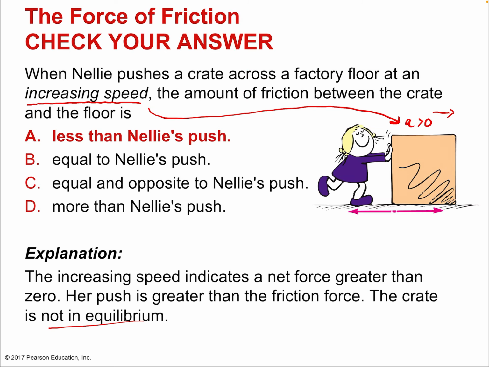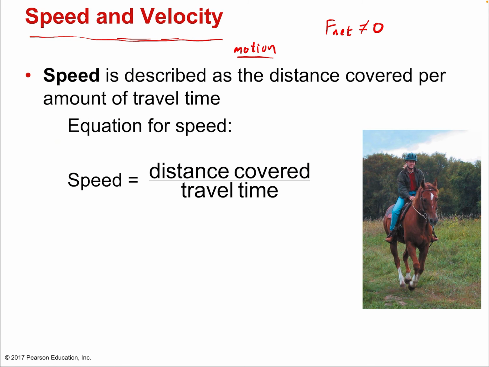You're going to have increasing speed. Increasing speed means you need to worry about things like speed and velocity because they're going to be changing, which is to say there's going to be an acceleration. That means we need to define these quantities. We need to define what speed and velocity are, what the difference between speed and velocity is, and how they relate to acceleration. So speed is described as the distance covered per amount of time.